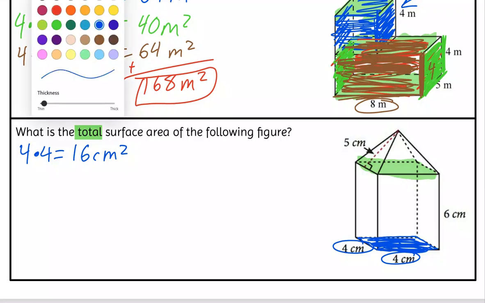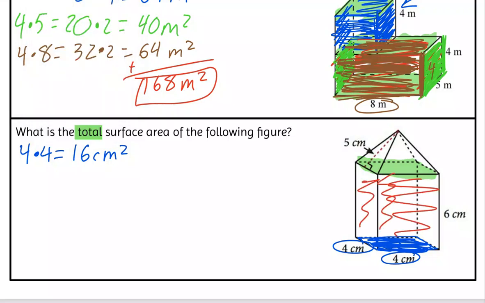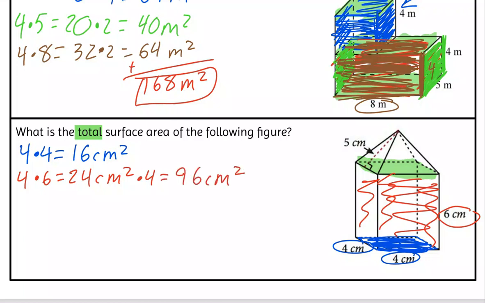So now I need to find the area of all of these sides right here. All of the sides of this shape. Well, thankfully, this may not be a cube, but all of my heights are going to be 6 meters. So this one is going to be 4 times 6, which gives me 24 centimeters squared. But I have 4 of those sides, so I'm going to multiply by 4. So I do 24 times 4. This gives me 96 centimeters squared.